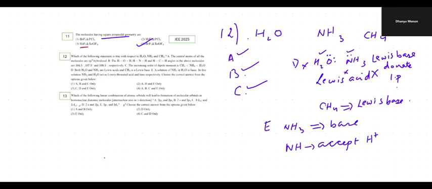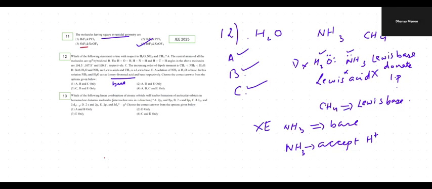The Bronsted-Lowry concept says that a base is someone who will accept a proton. So ammonia will accept a proton to become ammonium ion. That is why it is not a Bronsted-Lowry acid, but it's a base. So this statement is also wrong.